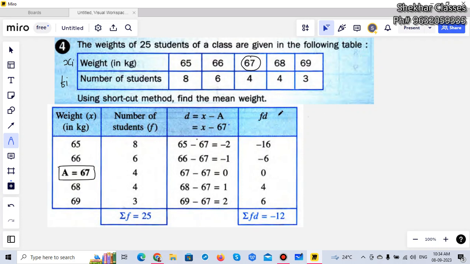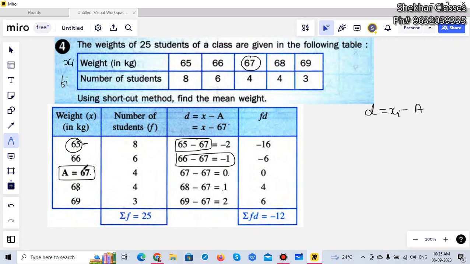Then we have to find the deviation. What is deviation? Deviation is the data that we have here minus the assumed mean, that is xi minus a. Assumed mean is a, right? So in this case it is 65 minus 67. Every time we will subtract. So 65 is the data xi, minus assumed mean. If we subtract, what do we get? Minus 2. Similarly 66 minus 67 is minus 1. 67 minus 67 is 0. 68 minus 67 is 1. 69 minus 67 is 2.